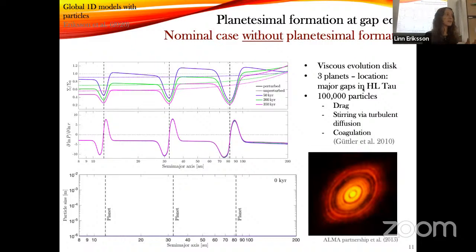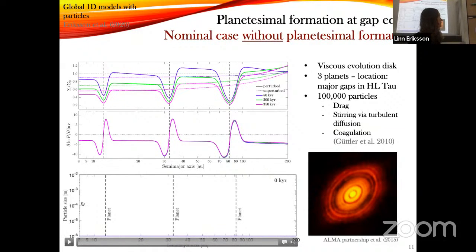Then for the particles, we have 100,000 particles per simulation, or I should say superparticles. And for the physics of particles, we include gas drag, stirring via turbulent diffusion, and coagulation, so collisional growth, basically. And we use the scheme from Göttler et al. So here I will show you how this system evolves, and I will start by showing you how it evolves when we do not include planetesimal formation.